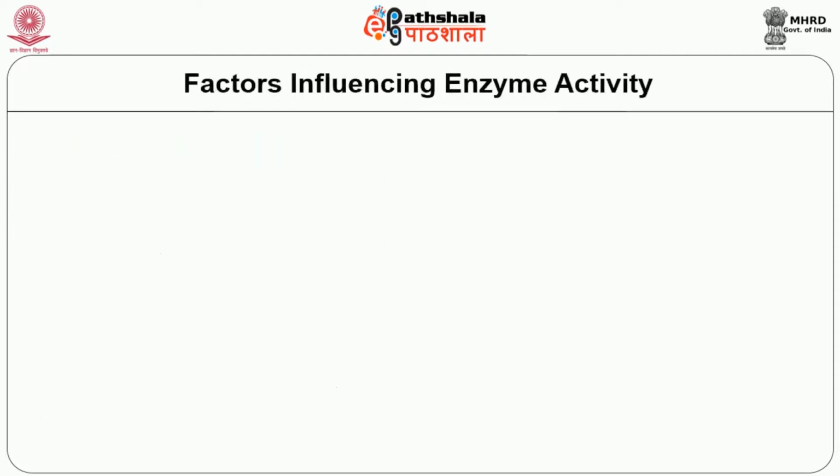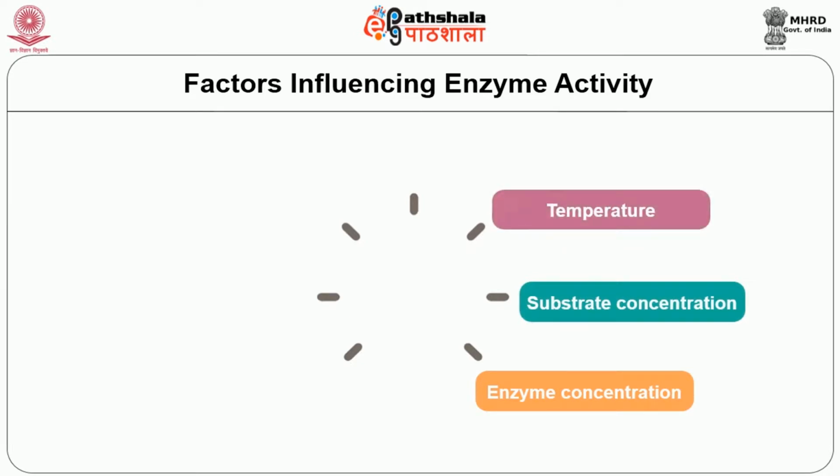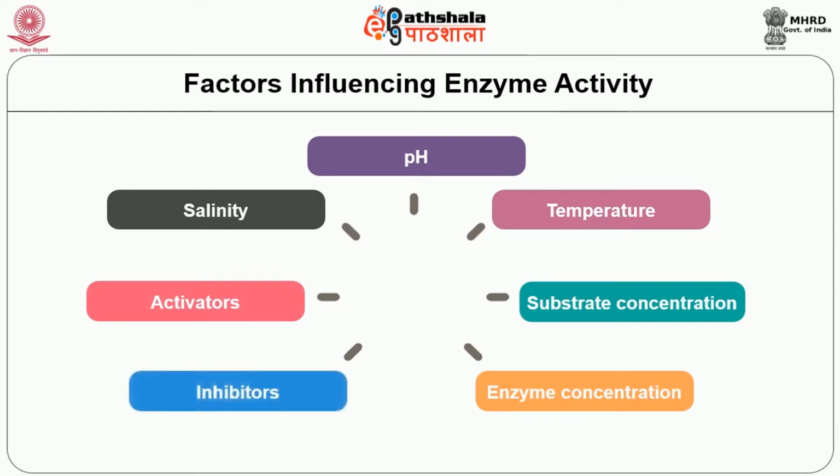Now let us focus on the factors influencing enzyme activity. To list them, the factors that influence enzyme activity are enzyme concentration, substrate concentration, temperature, pH, salinity, activators and inhibitors. Although salinity and activators will not be discussed in detail, they are very important for influencing the rate of the enzyme activity. Now let us see each factor in detail.